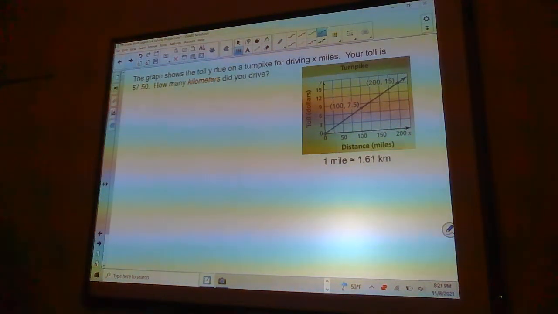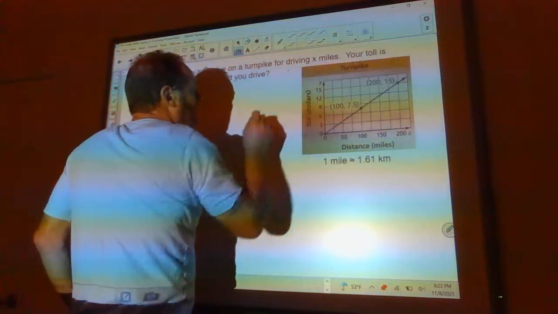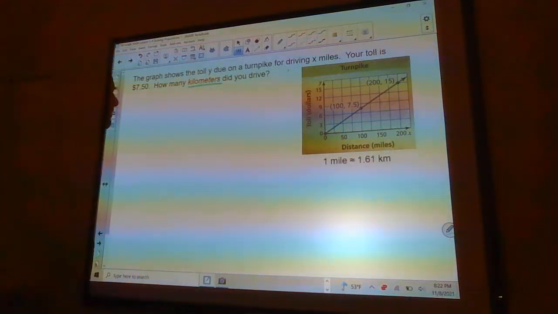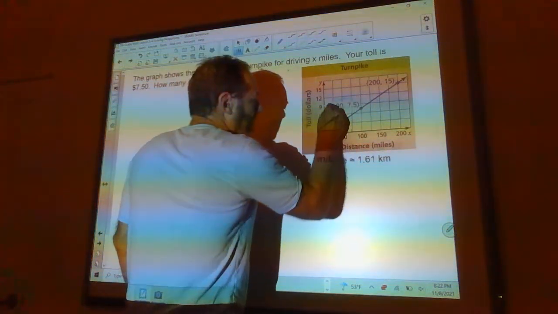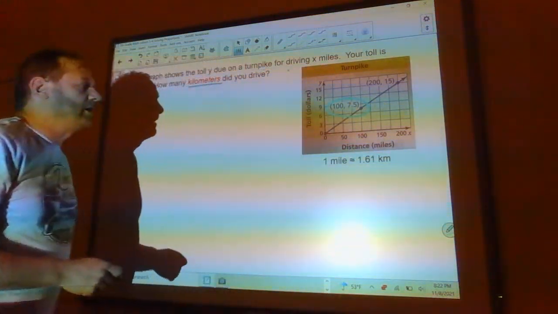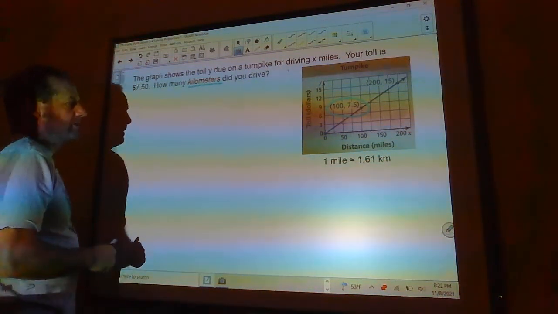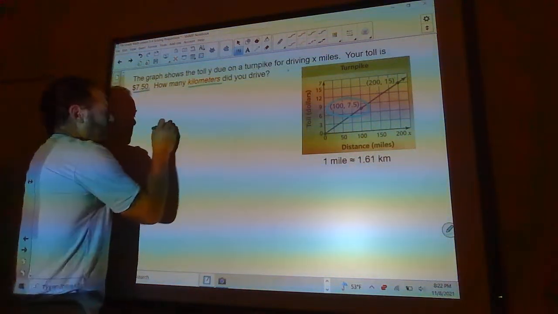The graph shows the toll y due on a turnpike for driving x miles. Your toll is $7.50. How many kilometers did you drive? Okay, this is a tricky question because it changes the game when it says, how many kilometers, but everything it's given is miles. So you can look on here and see this point right here? If I go 100 miles, it costs me $7.50. So if I spent $7.50, I went 100 miles. Okay?